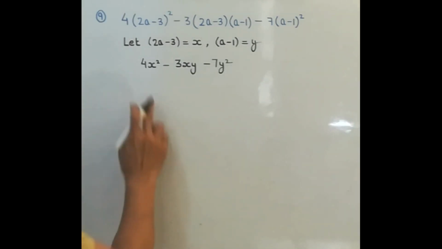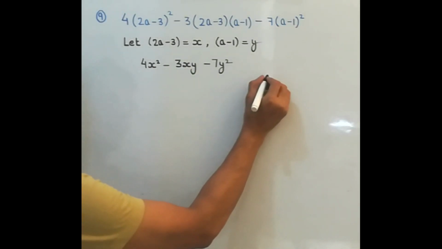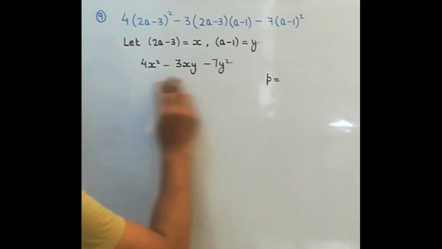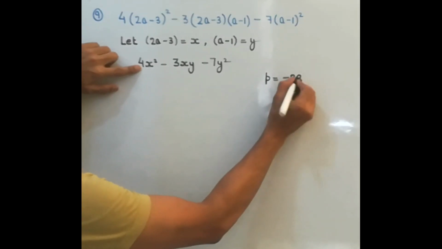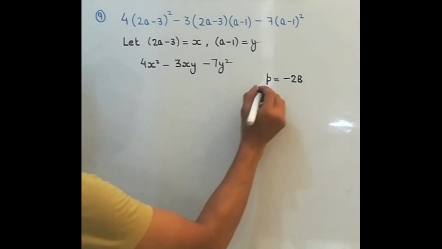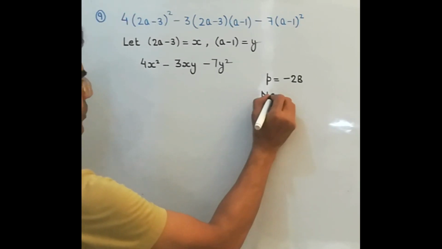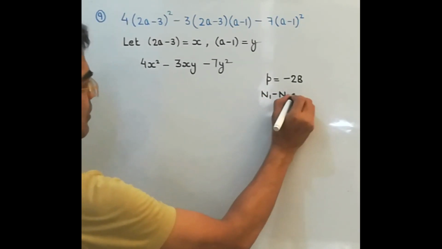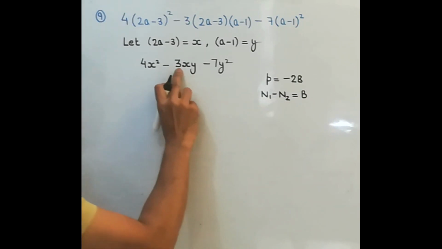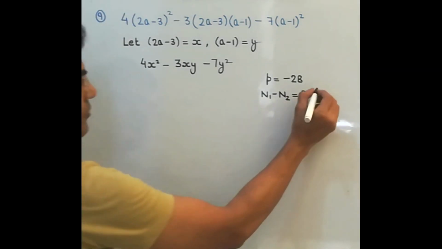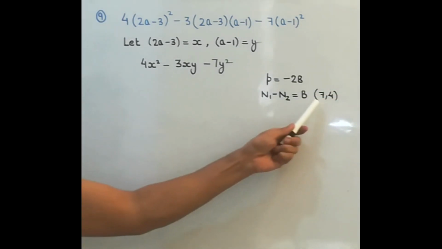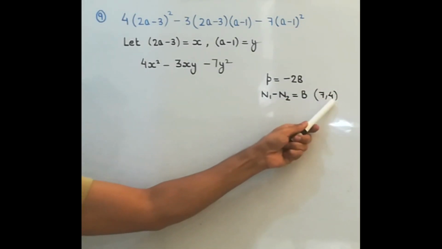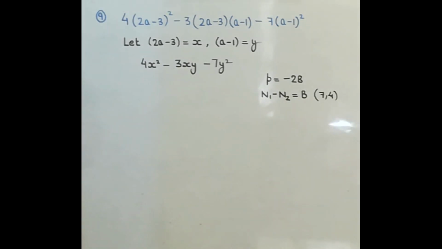Okay, now what was the rule? First of all, you will get the product. So let's see what will be the product here. Plus 4 and minus 7 will give you minus 28. So the product is negative. So that means we need two numbers whose difference will be equal to b, that is 3. So which two numbers? 7 and 4. Their product will be 28 and their difference will be equal to b, that is 3. Now what will be our next step?